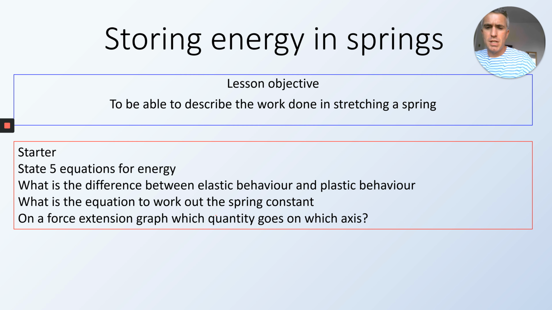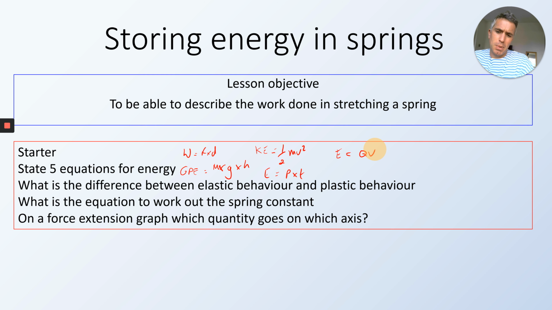So the 5 equations for energy, there are loads you can do. Work done is force times distance. GPE is m times g times h. Kinetic energy is half mv squared. Energy is equal to power times time, and energy is equal to QV, charge times potential difference.